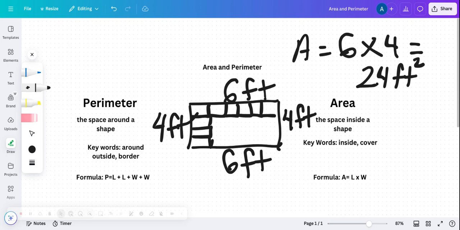Let's go ahead and take a look at some problems involving area and perimeter. And our big focus right now is determining, is this question about area or is this question about perimeter? So we're really going to be looking for some keywords to help us understand the difference between those.